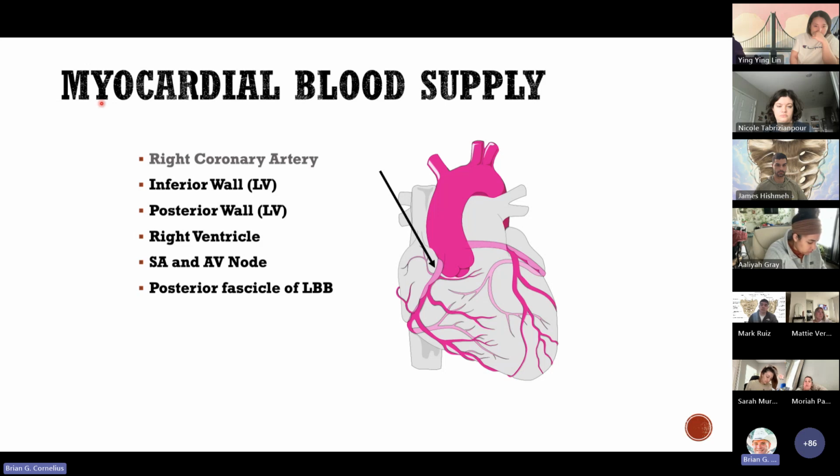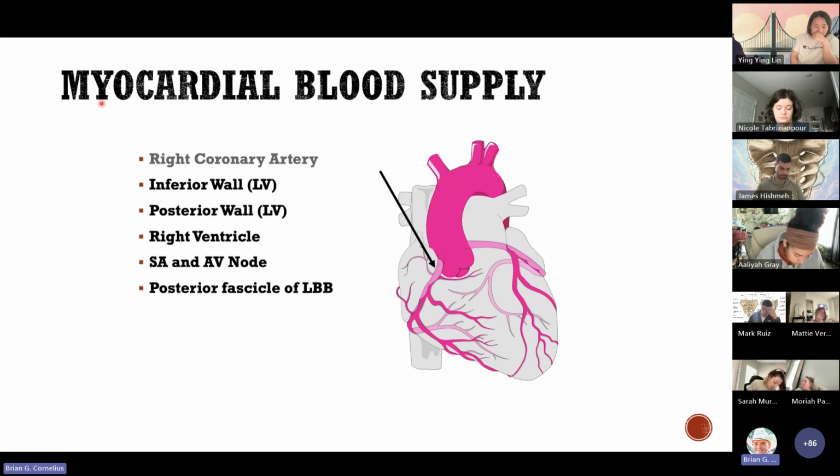So the RCA, or the right coronary artery, primarily provides blood supply to the inferior wall of the heart, and the posterior wall. Those are both on the left ventricle. The right ventricle is almost entirely supplied by the right coronary artery.